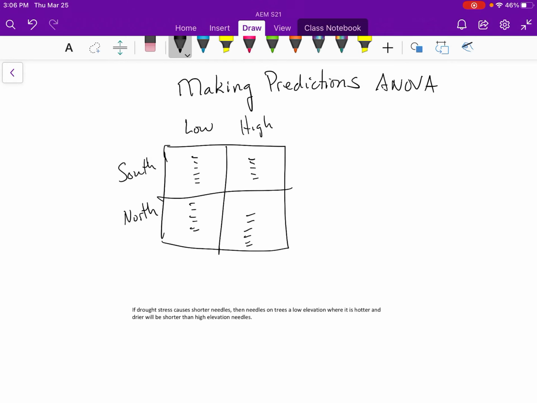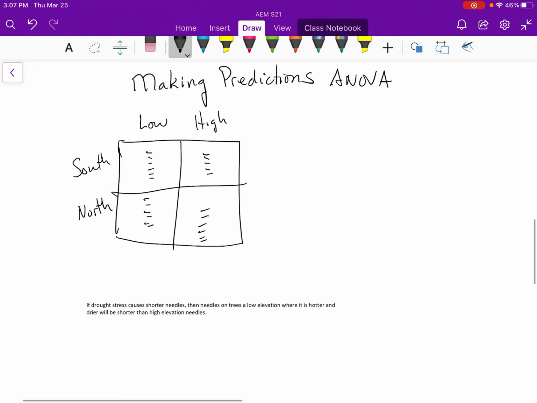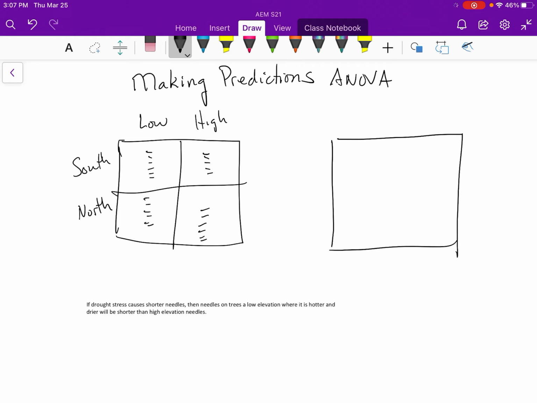Today I want to talk about making predictions in ANOVA. This is a short tutorial about how to start thinking about it. In our study and the Needles project, there's really two different ANOVAs that we can look at here. One of them is low and high, and then we have north facing and south facing.